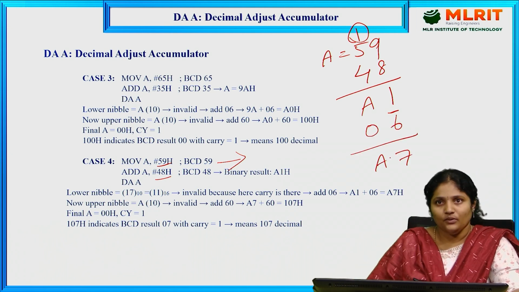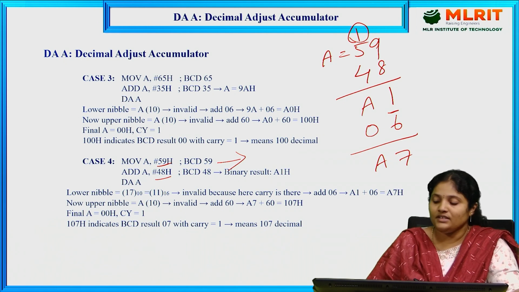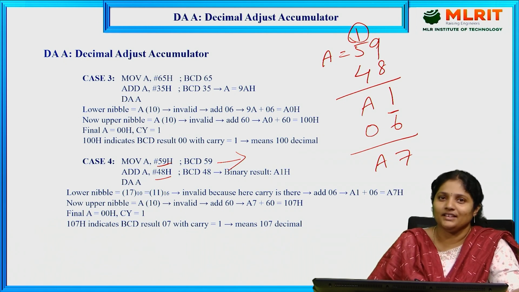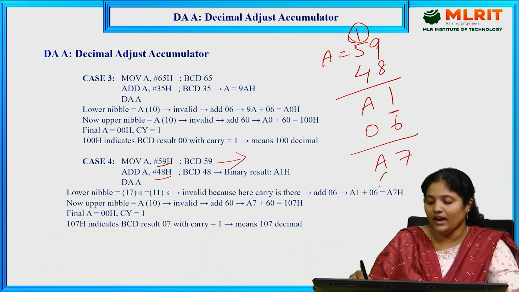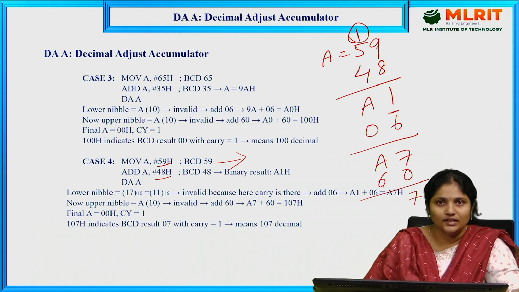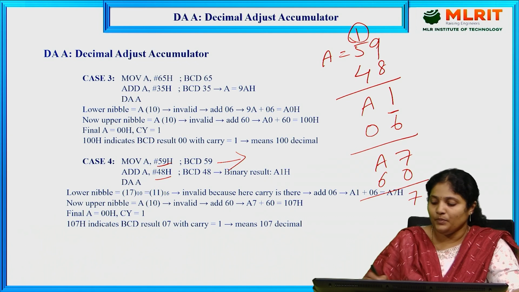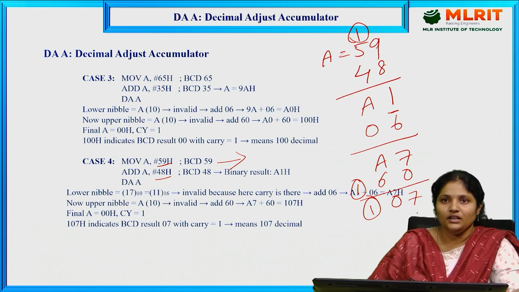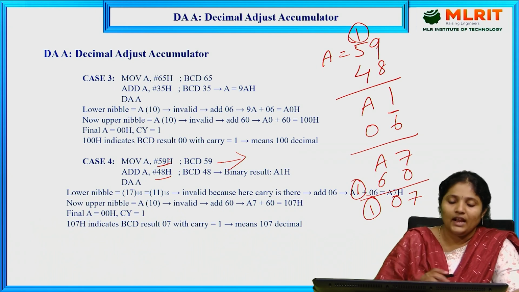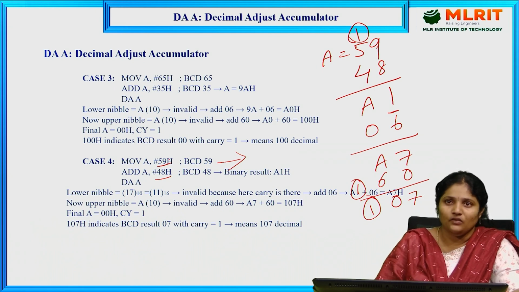So now check the upper nibble. What is the upper nibble here? A. Yes. What should we do? We need to add 60. So what will it be? Here A plus 6 is 16. So 16 will be represented as 0 along with carry 1. Right? So 107. If we are adding 59 with 48, we will get 107 as a BCD output.